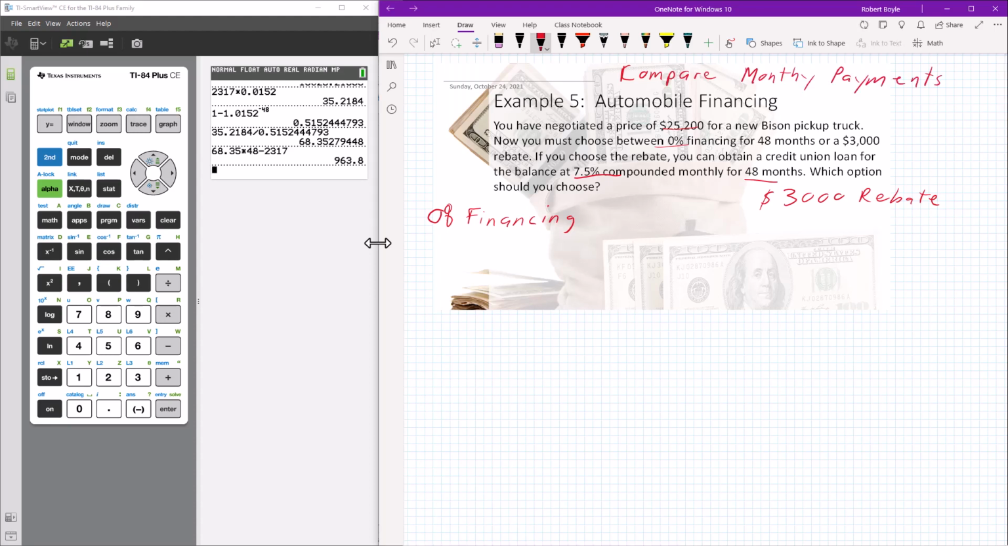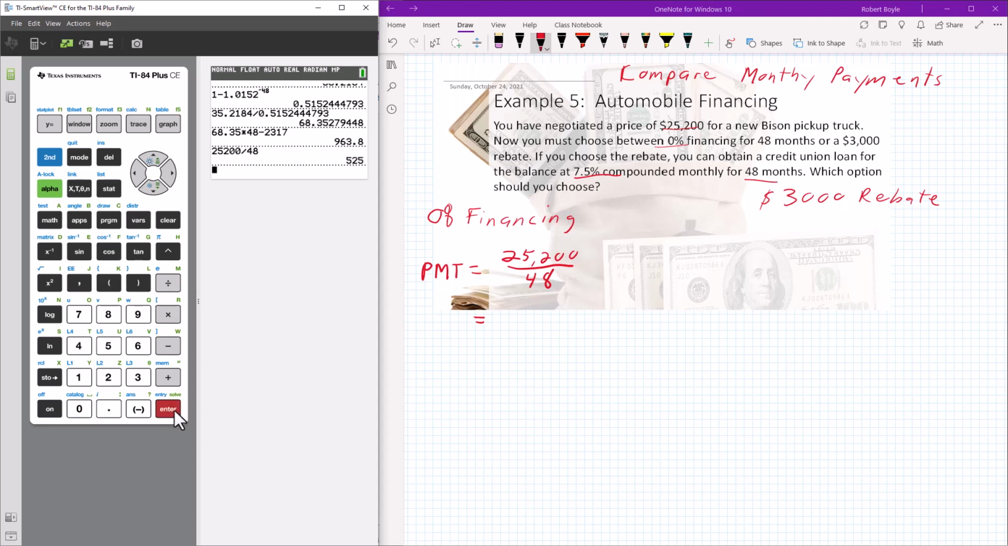Okay, if you choose 0% financing, then your payment is going to be the entire cost of the car, which is $25,200, divided by the number of payments, which will be 48. And that will be equal to, well, let's check this out on our calculator, 25,200 divided by 48. That is $525. That will be your monthly payment for 48 payments.